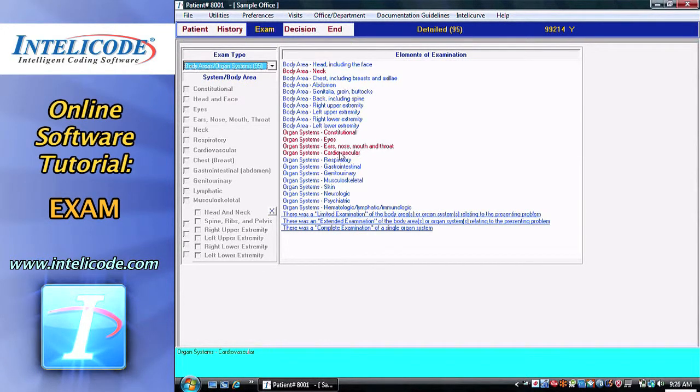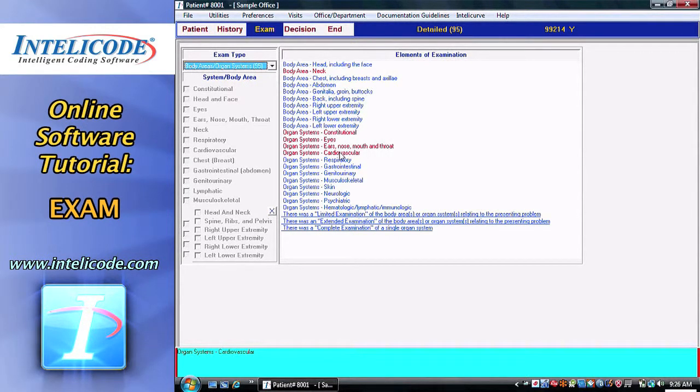If you're in an area where your Medicare carrier says 2 to 4 is expanded problem focused and 5 to 7 is detailed, then the software is going to do that for you automatically. However, if you're in an area where it doesn't make that distinction, you have to make that judgment call.